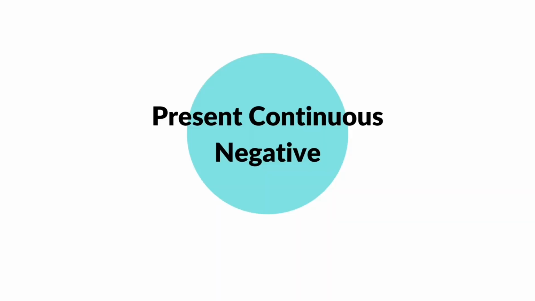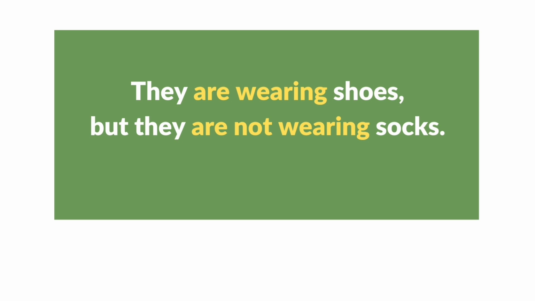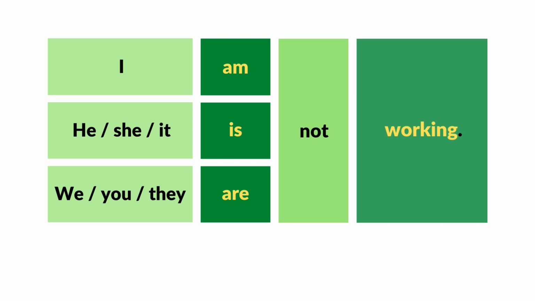And what about the negative form? Let's see it now. Some examples. The first one, they are wearing shoes, but they are not wearing socks. As you can see, the first part is affirmative, they are wearing, but the second part is negative, they are not wearing. We add the word not after verb to be.